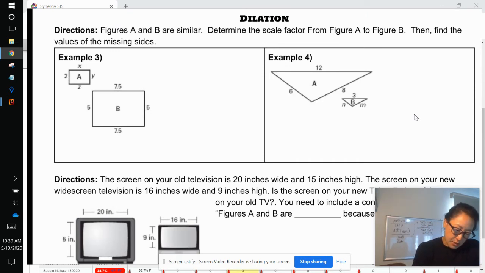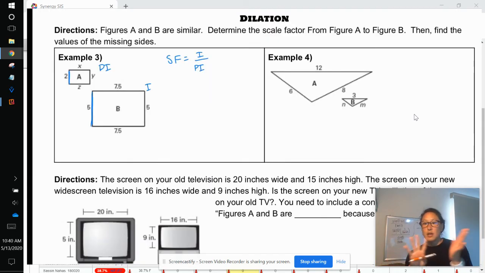Example 3 shows us that first off, we need to label that this is the pre-image A and B is the image. So to find the scale factor, we do the image length over the pre-image length of any corresponding sides. I have a side length of 2 and a side length of 5 that are corresponding from the image and the pre-image. So I'm going to write 5 over 2. That reduces to 2.5, but I'm going to leave it as 5 over 2. Okay, my scale factor is 5 over 2.